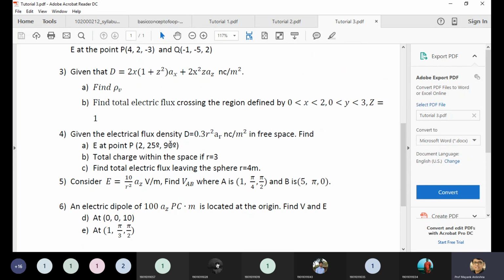Fourth example: flux density is given and you have to find out the E. It's very easy. D is equal to epsilon into E. So you just divide by epsilon and put the value of point P.